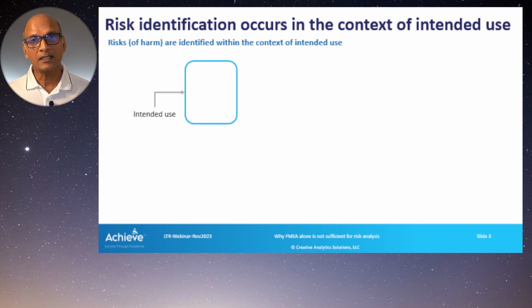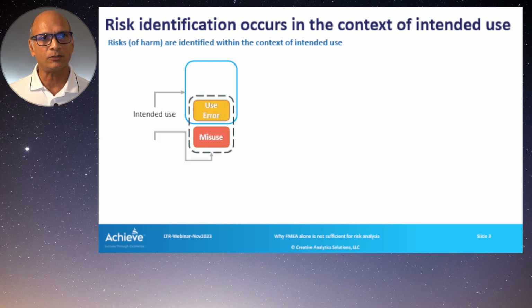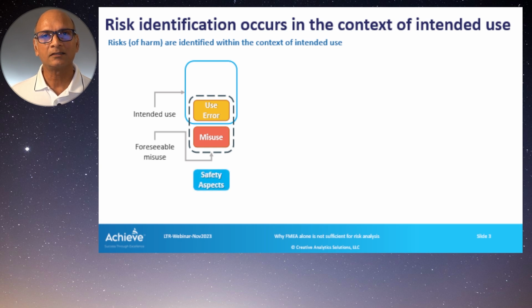Let's take a step back and see how risk identification happens. It happens in the context of the intended use, and that's the first thing we need to do: figure out what the intended use is. Intended use has two parts: the normal use and the abnormal use. We will focus on the abnormal use right now because it has use error and misuse. Together, they combine to form what we call foreseeable misuse.